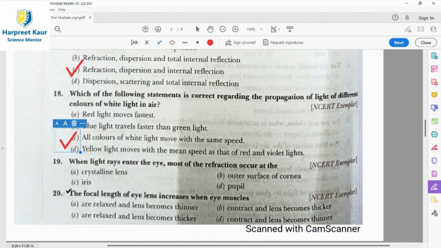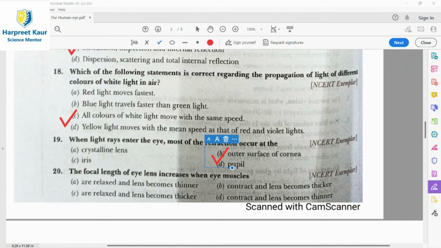Then 19th question, when light rays enter the eye, most of the refraction occurs at the outer surface of cornea. The cornea is made up of transparent substance and it is bulging outwards, and most of the refraction takes place on the outer surface of cornea, that is convex in shape. So light coming from objects enters the eye through the cornea. Then coming to question 20, the focal length of eye lens increases when eye muscles are relaxed and the lens becomes thinner. So option A here is the right answer.